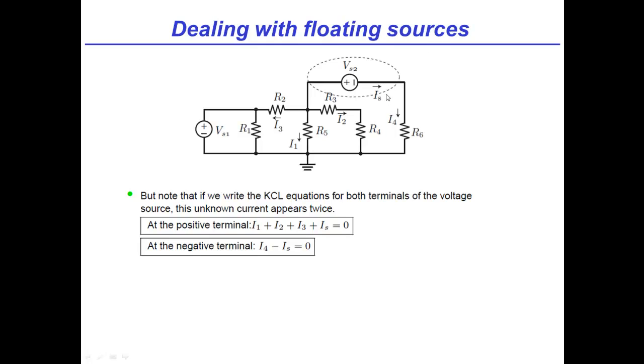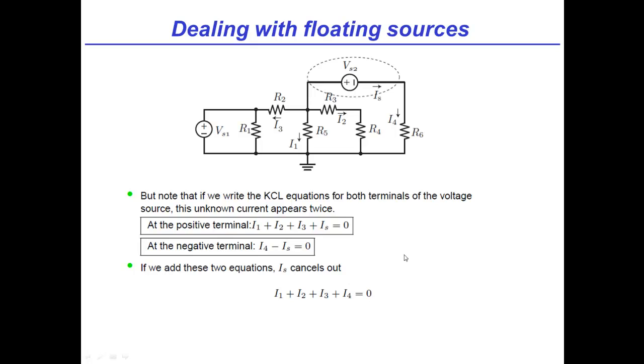Now, let's do it at the negative terminal of that source. At the negative terminal at the source, we have I4, the current going through the resistor R6, minus IS, and it's a minus sign because we want our arrows to be pointing away from the node, whereas IS points into the node. So we've got I4 minus IS is equal to 0. Now, look at those two equations. The first equation has a positive IS. The second equation has a negative IS. If we were to add them, it would disappear. So then what we can write is I1 plus I2 plus I3 plus I4 is equal to 0, and the IS disappeared out of the equation.